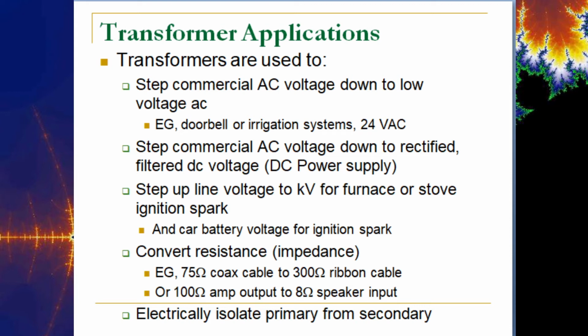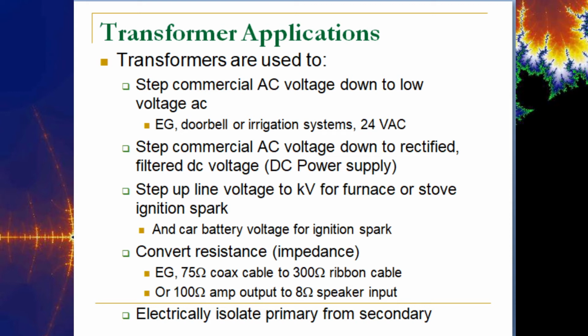It says step up line voltage to kilovolts for furnace or stove ignition spark. Okay, so typically the furnace and the stove run off 220, so it's already got a higher voltage input to begin with, and typically requires less current. But you do step that voltage up to kilovolts to get the thing to start. Okay, and here you see it says convert resistance. This is more of an impedance type situation, which you'll talk about more in your more advanced circuits classes, okay?